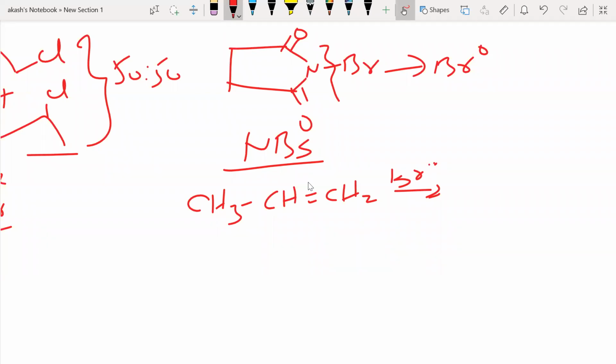when this Br dot approaches, what is going to happen, we'll see. I have to get the bromine atom here in this position. That's what we are working on, right?